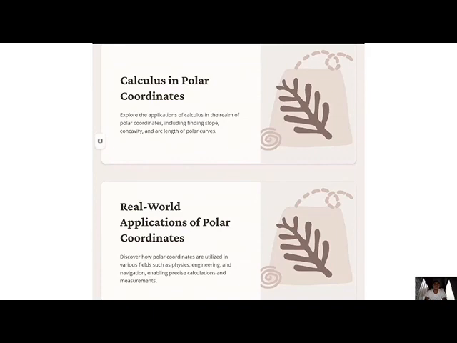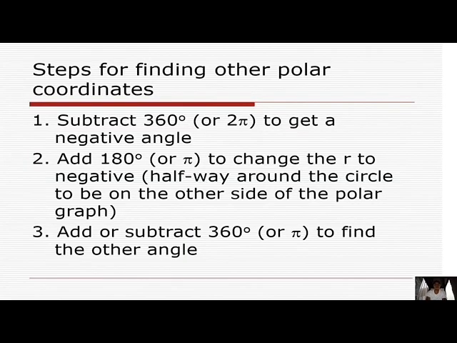Real-world applications of polar coordinates. Discover how polar coordinates are utilized in various fields such as physics, engineering, and navigation, enabling precise calculations and measurements. Steps for finding other polar coordinates. Subtract 360 degrees or 2 pi to get a negative angle. Add 180 degrees or pi to change the r to negative, halfway around the circle to be on the other side of the polar graph. Add or subtract 360 degrees or 2 pi to find the other angle.